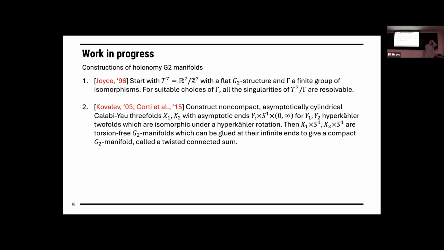The second construction method, by Kovalev, which was later developed by Corti, Haskins, Nordström, and Pacini, is the twisted connected sum construction. In this case, you start with 2 Calabi-Yau threefolds that are what's called asymptotically cylindrical. Then you fiber each of these with an S1 and glue them together at their asymptotic ends. And then you have a compact G2 manifold.